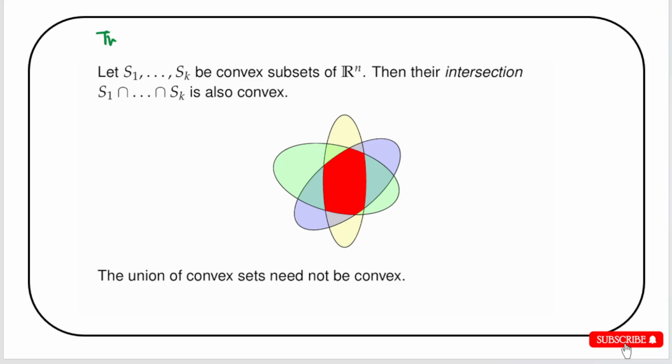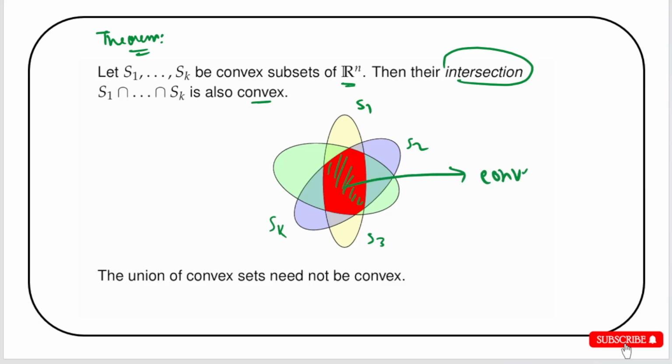And here you have a very important theorem on this. I haven't given you the proof, but as of now just understand the theorem that let S1 to Sk be convex subsets of Rn. So you have this k number of convex subsets of Rn, then their intersection, if you take intersection of them, they will always be convex. So if you have set 1 here, set 2 here, set 3 here, in this way you have total k number of subsets. And if you take intersection, so this is the intersection portion of all these convex sets, then it says that this intersection will always be a convex set, right?